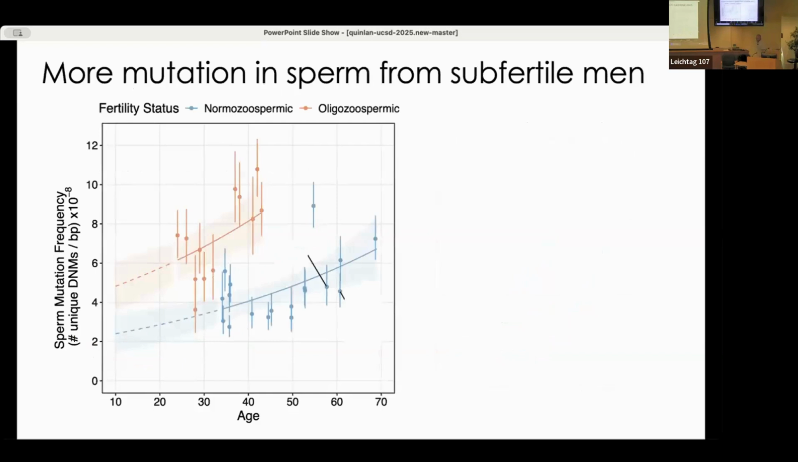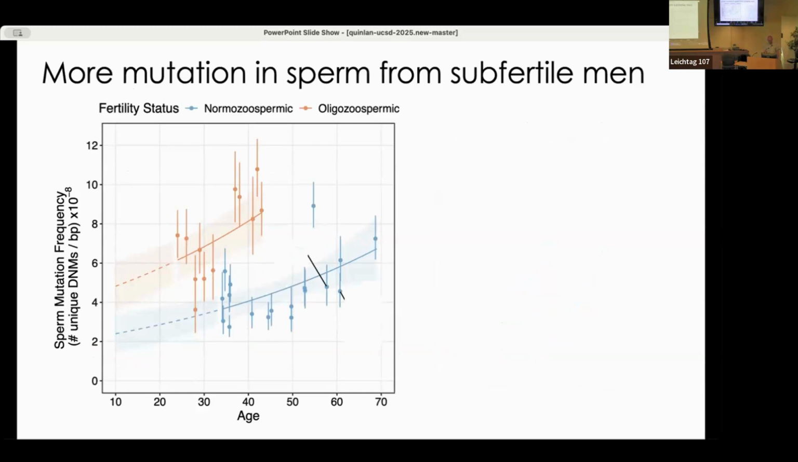So here's the main take-home figure, which we are really excited about and following up in many different ways. In orange are subfertile men, and in blue are fertile men. The x-axis is age. So again, we're looking at the rate of increase of mutation over time. And the y-axis is the calculated mutation rate using this duplex sequencing approach.